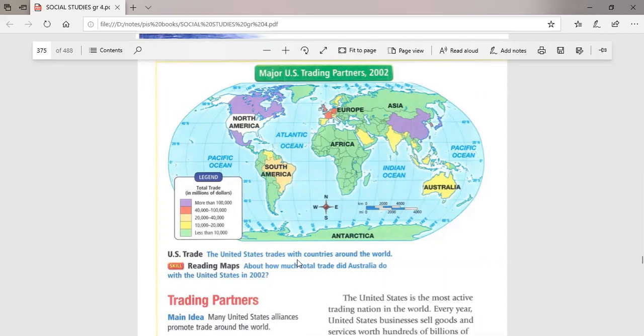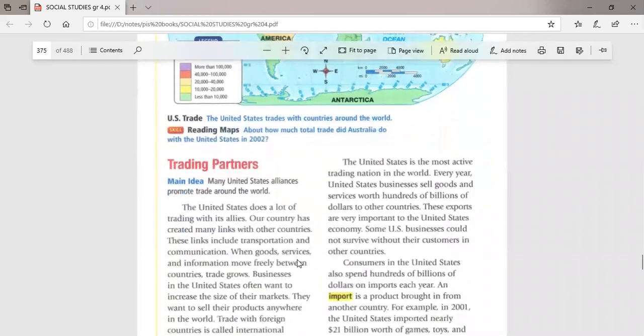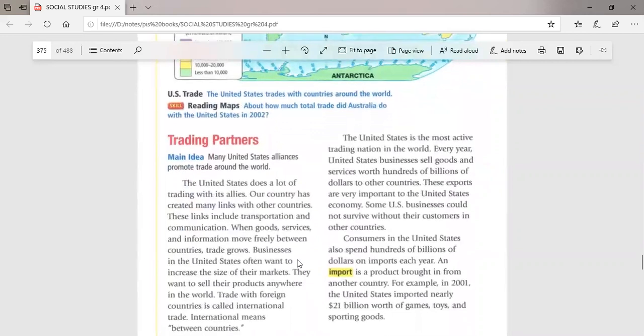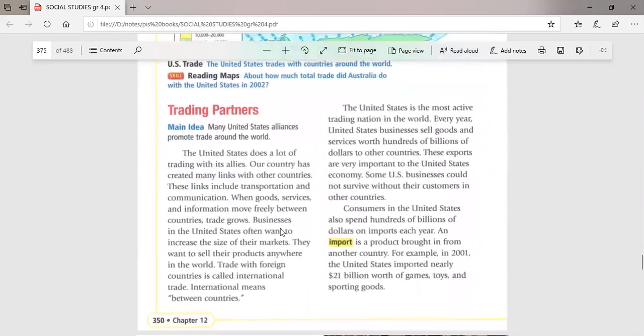Okay, today our lesson is about trading, trading partners. The main idea of our lesson today is that many United States alliances promote trade around the world. You know, guys, that the United States, or America in general, made trading relationships with many allies.